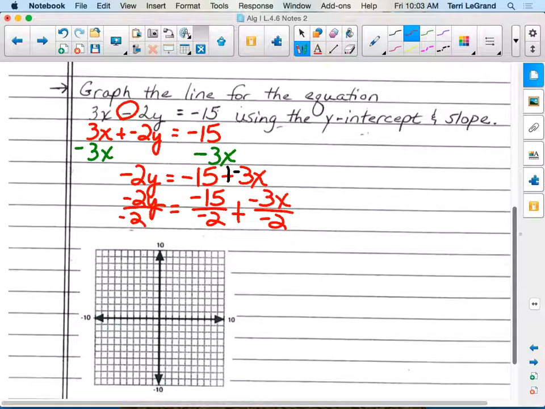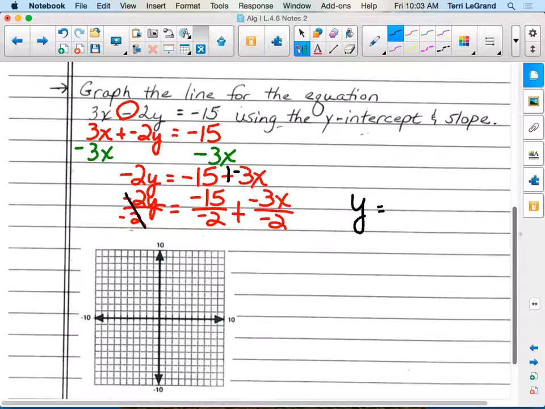Okay, well, the y is by itself now. Got that accomplished. We have y equals a negative 15 divided by a negative 2. Is that an integer answer? Integers, remember, are whole numbers and their opposites. Is 15 divided by 2 going to be an integer? No. And a negative divided by a negative is a positive.